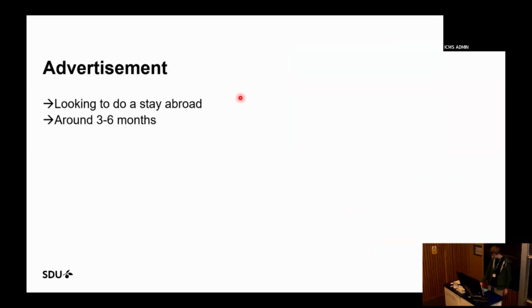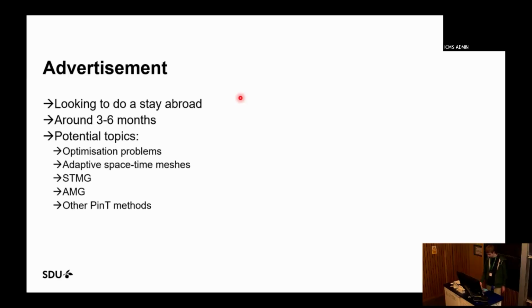And also, speaking of my future work, I would like to make an advertisement. So I am looking to do a stay abroad. So yeah, I'm thinking about like 3 to 6 months. And it can be about basically anything that was mentioned in this presentation. So it could be optimization problems, adaptive spacetime meshes, spacetime multigrid, algebraic multigrid, or other such methods.